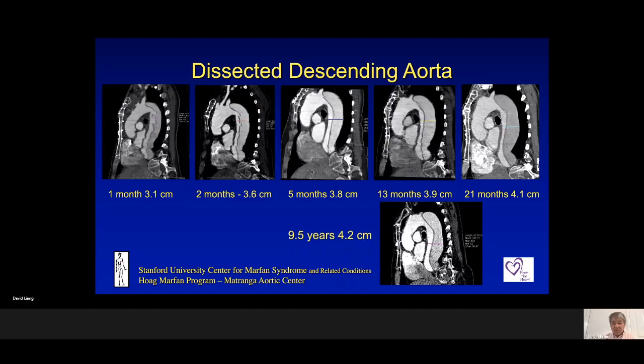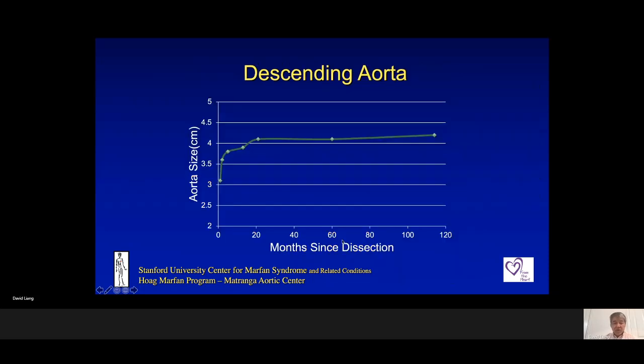So this is an example of one of my patients who we followed for many, many years. And you can see there's a residual dissection in the descending aorta. And we followed them very closely early on, because you see this very rapid growth from 3.1 to 4 centimeters over the first year and a half. But we also know that if we're careful, we're good about blood pressure management, exercise management, we can stabilize the aorta. And so at 10 years out, it's only grown another millimeter. And this is the plot of the size of the aorta for this patient.